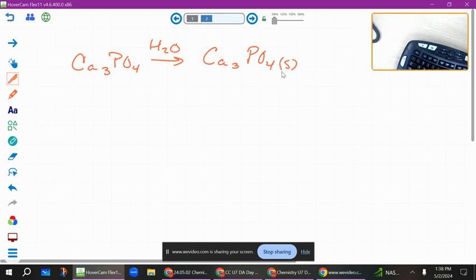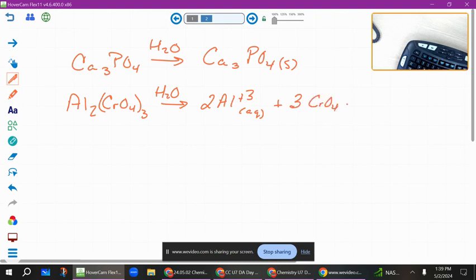All right, let's do this. Al2(CrO4)3. What happens to this when we put it into water? 2Al3+ plus 3CrO4 2-. Correct? Okay.